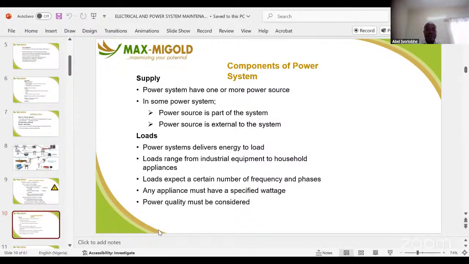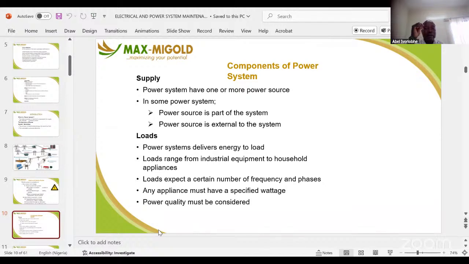So like I said, we have more than one source of power, depending on what you are recommended for your organization to adopt. We have the solar system of power, we have the thermal system of power, we have the wind turbine, we have the inverter, the batteries, and so on.